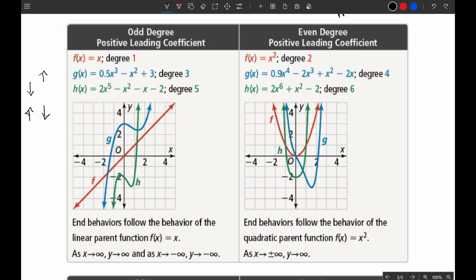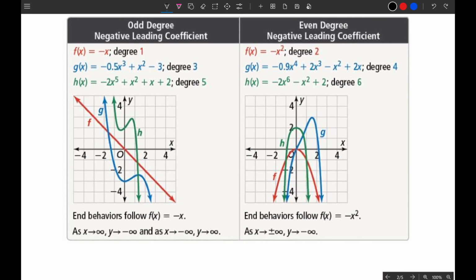So look at these right here. All of these have an odd degree: a degree of 1, a degree of 3, and a degree of 5. Do you see how on my red graph, I'm starting at the bottom, going down, and on the right, I'm going up? Look at your blue graph: down on the left, up on the right. Green graph, down on the left, up on the right. This is also an odd degree. 1, 3, 5. These are exactly the same, except there's only one difference.